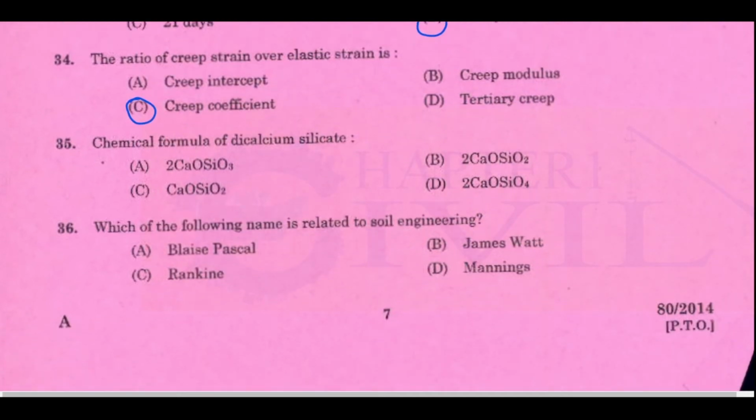Question number 35. Chemical formula of dicalcium silicate: 2CaOSiO3, 2CaOSiO2, CaOSiO2, 2CaOSiO4. Correct answer is option B, 2CaOSiO2. Dicalcium silicate is C2S.